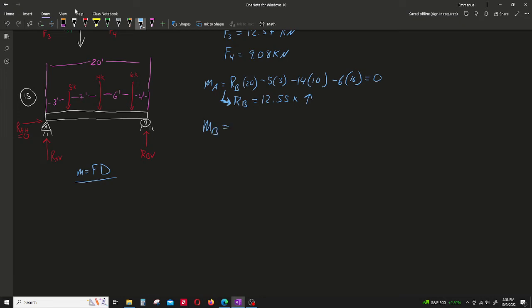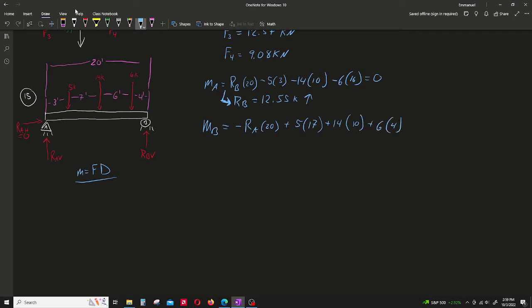We can do the moment about B itself, which is going to be equal to minus RA times 20 plus 5 times 17. And remember, now it's kind of flipped because we're taking the moment about B. So that means B is our center point, and RA, the reaction at A, is actually pushing it up and to the right, so that's clockwise. But all the other forces, the 5, the 14, the 6, are pushing it downward and to the counterclockwise rotation. So counterclockwise is positive. That's why these are now positive. So plus 14 times 10 plus 6 times 4.